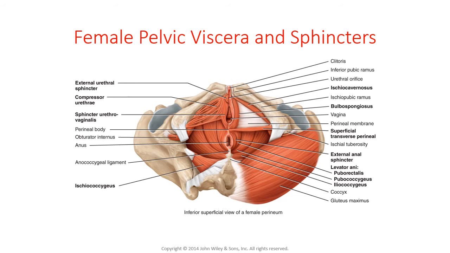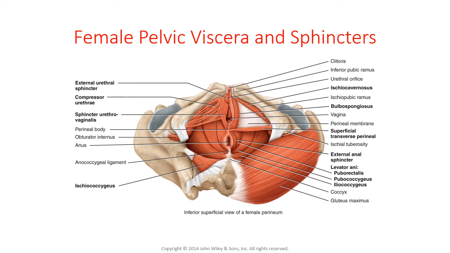Okay, so for the pelvic viscera and the sphincters, we're going to look at the female first. There are only a couple of things I want you to be aware of. It's going to be the external sphincters. We'll look at the external anal sphincter and the external urethral sphincter. Thankfully, the names of the muscles give you an idea of what they actually do.